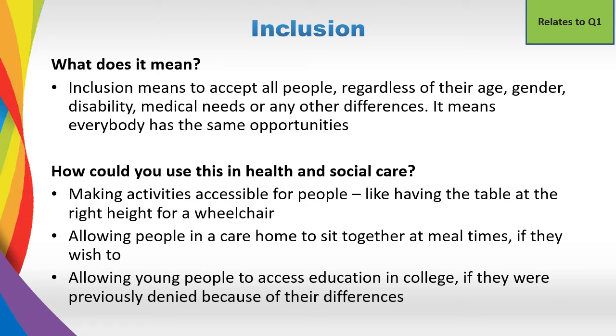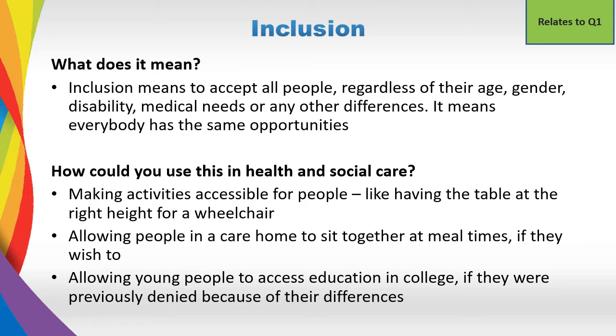So how could you use this in health and social care? You could make activities as accessible as possible, so making sure the table is at the right height for a wheelchair. Sometimes when people use electric wheelchairs, they are particularly bulky and particularly high, and so the tables are often too low and the person can't get involved because they can't physically get to it. They're stuck behind the table and they can't reach anything, so it's not accessible for them. So a way to ensure that they're included would be to make sure the tables are the right height, maybe get some adjustable tables.